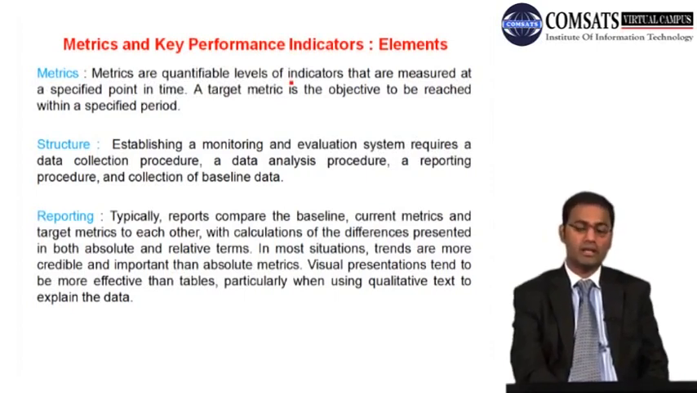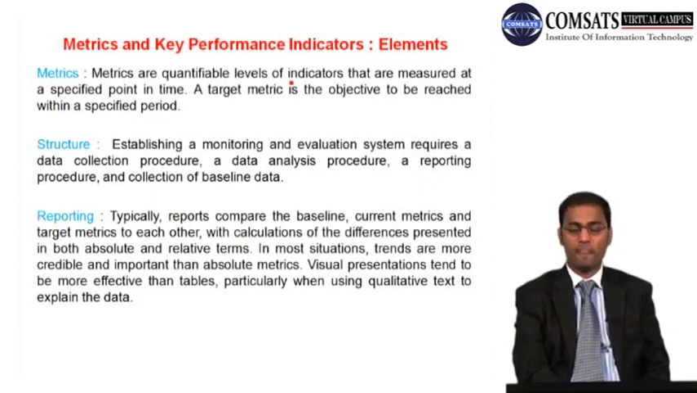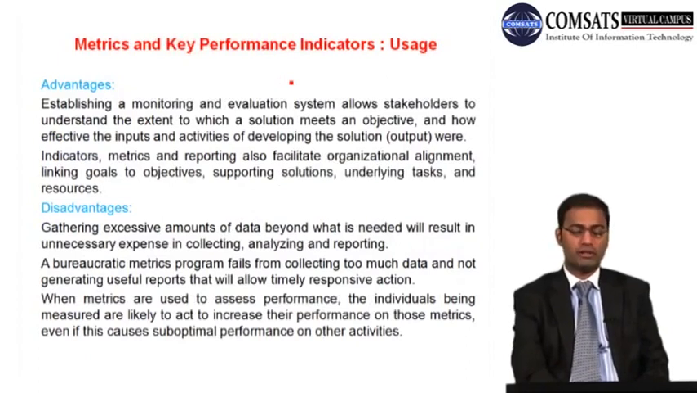that. And reporting typically reports compare the baseline, current metrics, and target metrics to each other with calculations of the differences presented in both absolute and relative terms. In most situations, trends are more credible and important than absolute metrics like variances, and visual presentations tend to be more effective than tables, particularly when using qualitative text to explain the data. So there is no point showing tables over there. It is good to have some graphical representation over there.